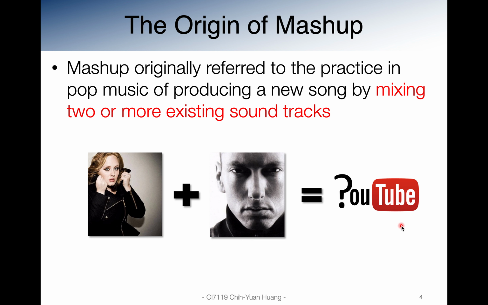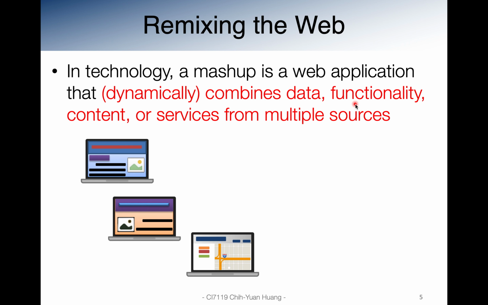And if you go to YouTube or Google to find a mashup of a year or a certain month, you will find there are a lot of songs. They are trying to mix two or more songs together to become a new piece. But with technology evolving, in the technology field, the mashup means a web application that dynamically combines data, functionality, content, or services from multiple web sources.